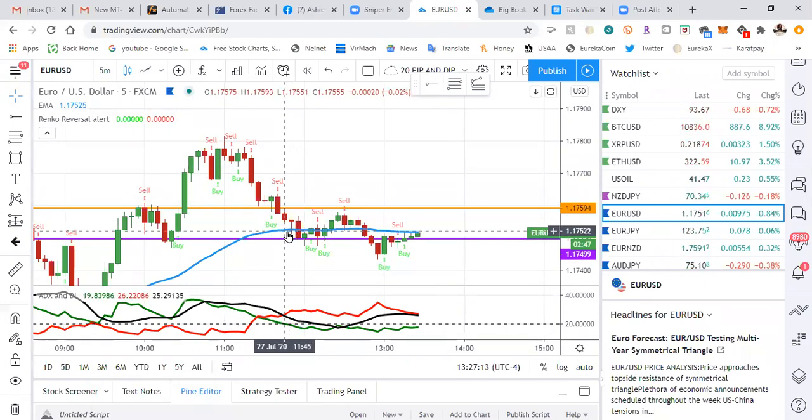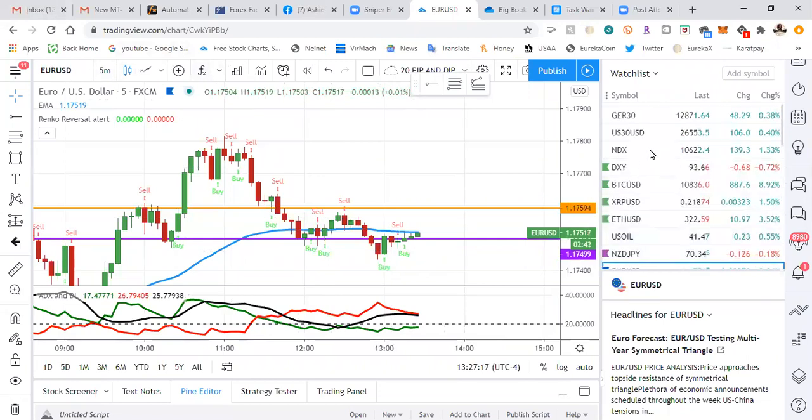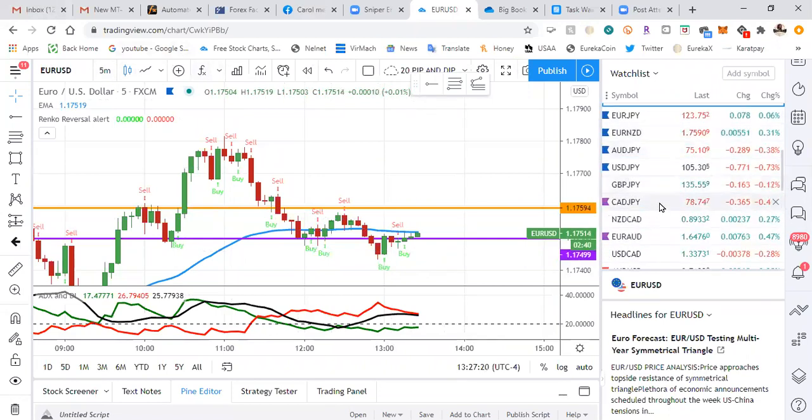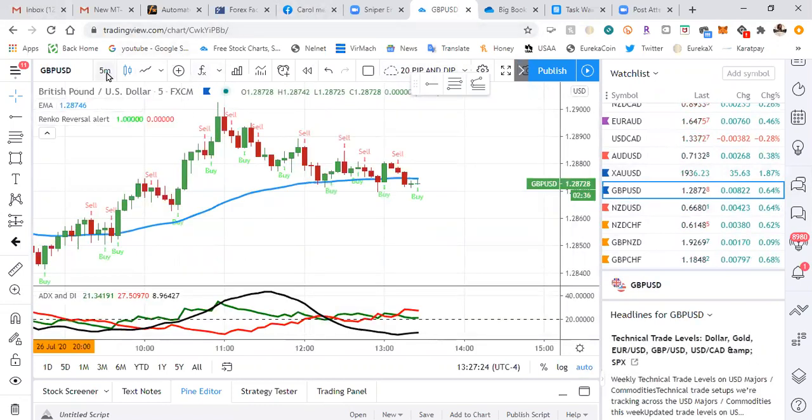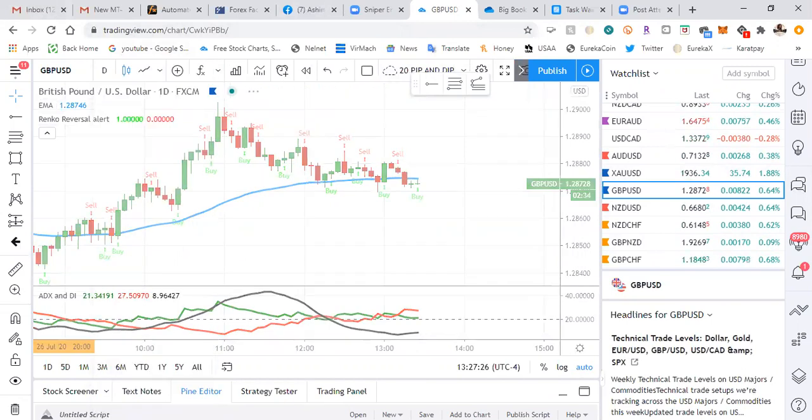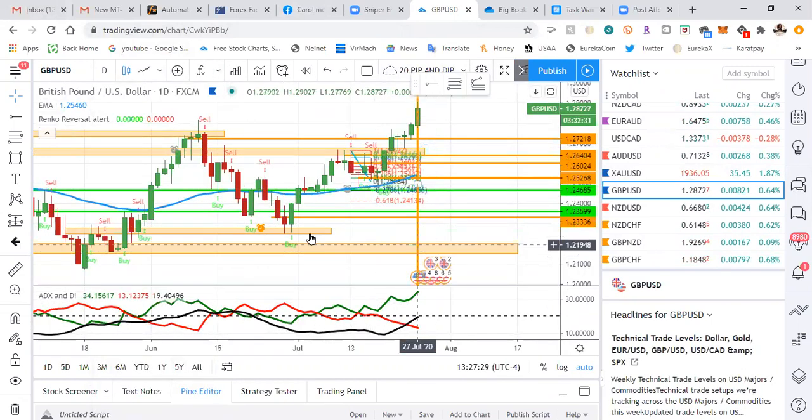I'm going to show you one. Let's go to another pair. Let's look at GU. Let's find us some smart money on GU. Let's go to the daily. All right, this smart money right here.